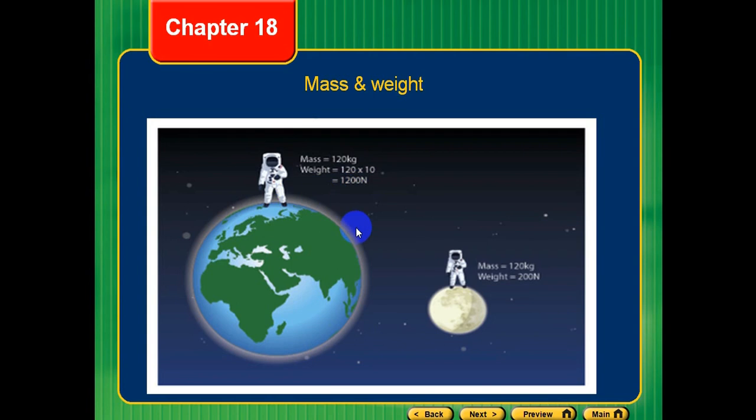But what happens when he goes to the Moon? As we know, the Moon is smaller in size, so it has less gravitational force than the Earth. So the weight here on the Moon is only 200 newtons, which is less than on the surface of the Earth, because which one has more gravity? Yes, the Earth has gravity 6 times the gravity of the Moon. Okay, and that's why the weight changes. So in the two pictures, the mass is the same. Wherever you go, the mass will be the same. But the weight changes according to the amount of the gravitational force of the place, okay?